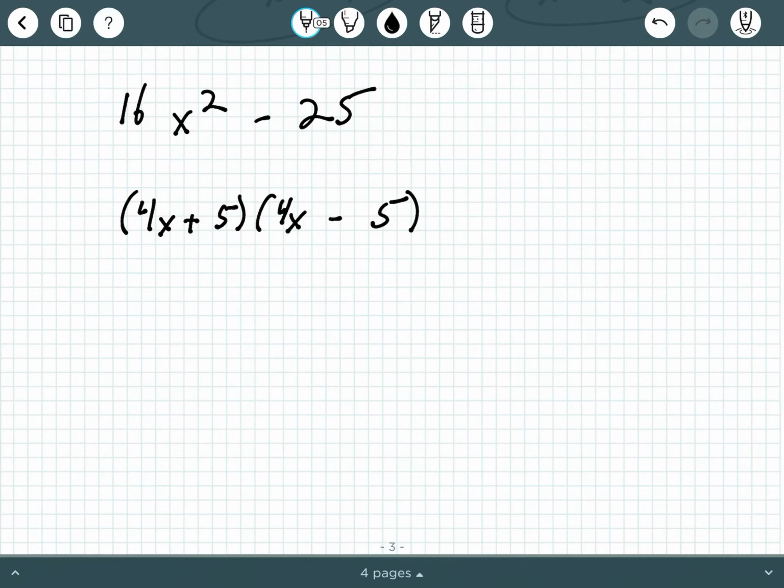You could check that by multiplying them in a generic rectangle. If you don't recognize the shortcut, you can use the generic rectangle and diamond to factor, but the shortcut's nice because we could get that answer right away.